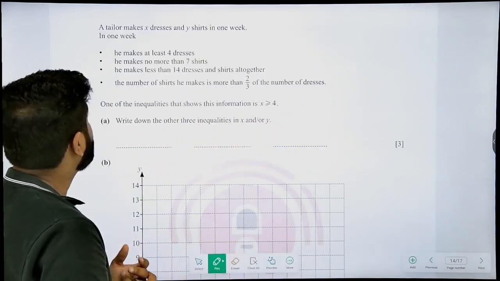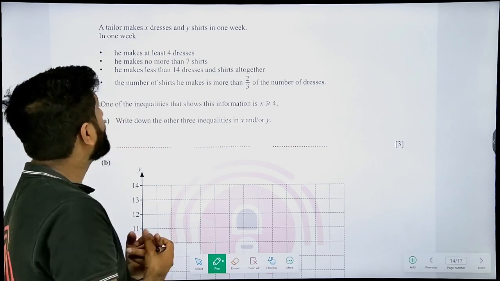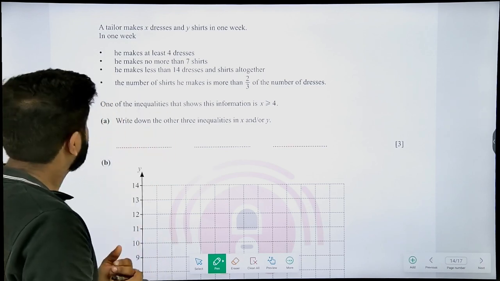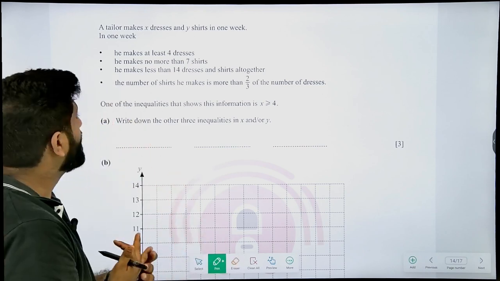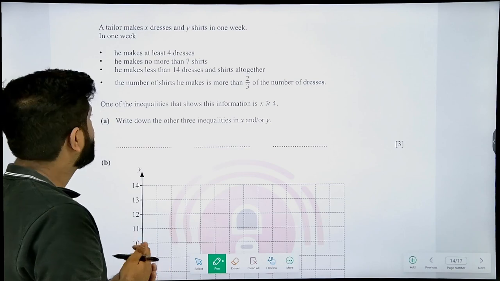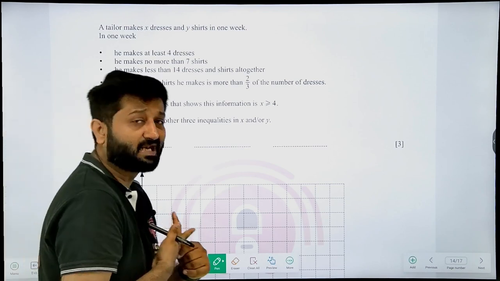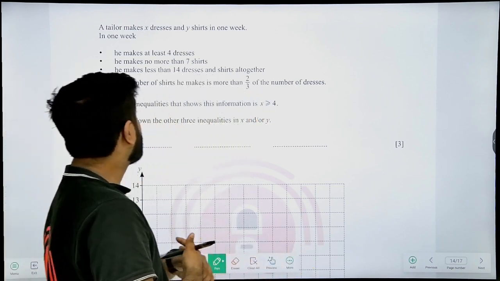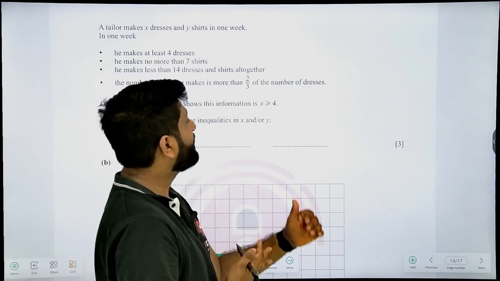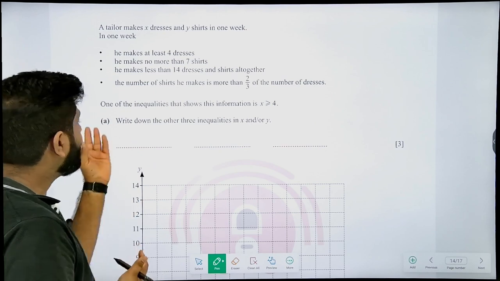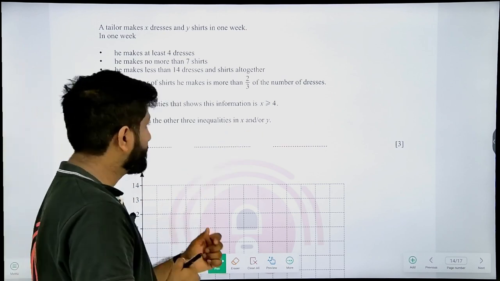A tailor makes X dresses and Y shirts in 1 week. He makes at least 4 dresses, okay? He makes no more than 7 shirts. He makes less than 14 dresses and shirts altogether. The number of shirts he makes is 2 by 3 of the number of dresses. I think I have to write the inequalities in terms of x and y.